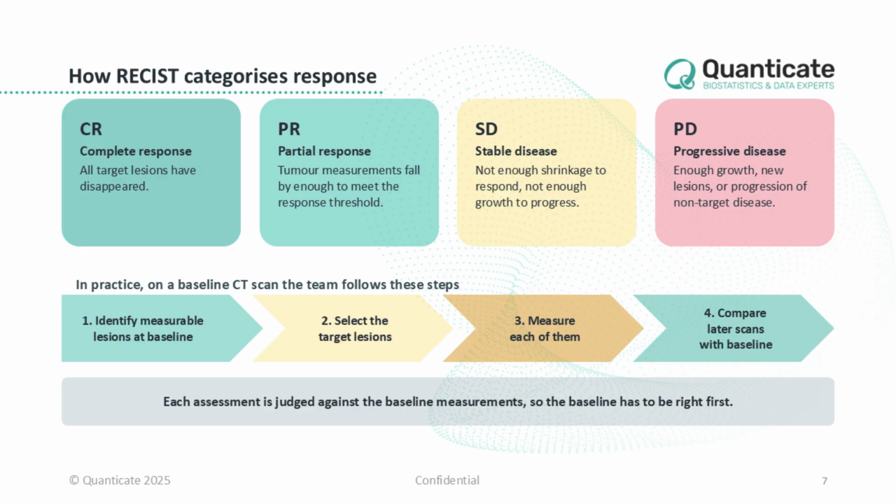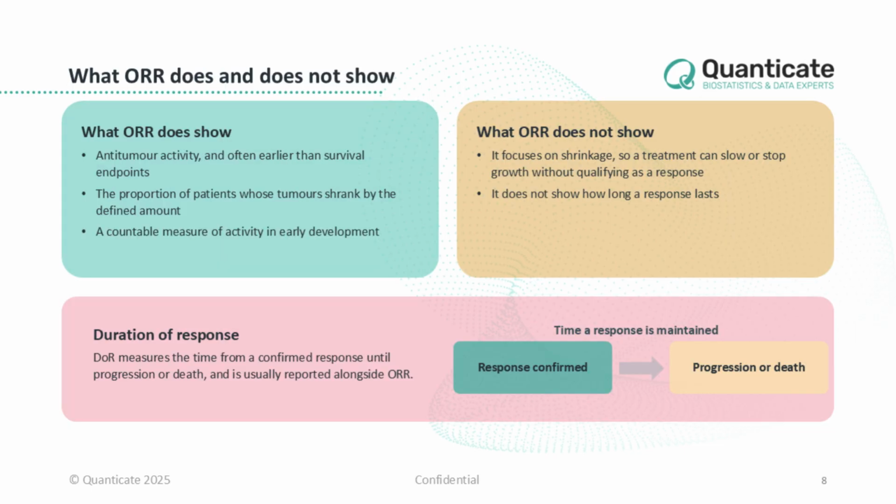The trial team selects target lesions, measures them, and compares later scans with that baseline. A partial response requires enough reduction in tumour measurements, while progressive disease may involve enough growth, new lesions, or progression of non-target disease. ORR can show anti-tumour activity earlier, but it focuses on shrinkage. A treatment may slow or stop tumour growth without enough shrinkage to count as a response. It also does not show how long a response lasts, so duration of response is often reported alongside it.